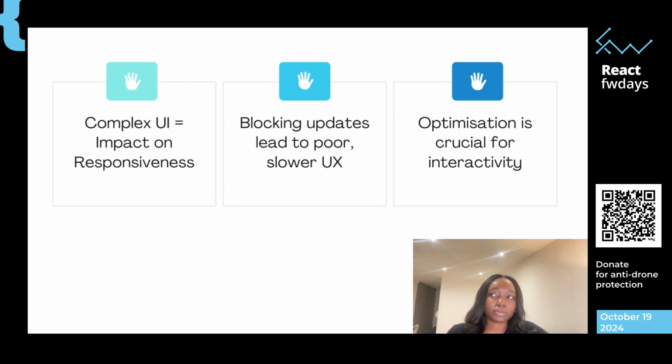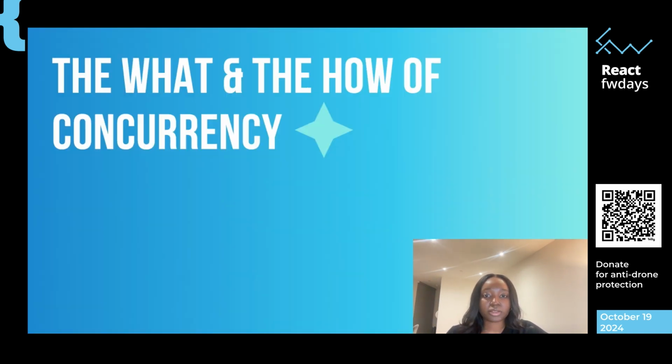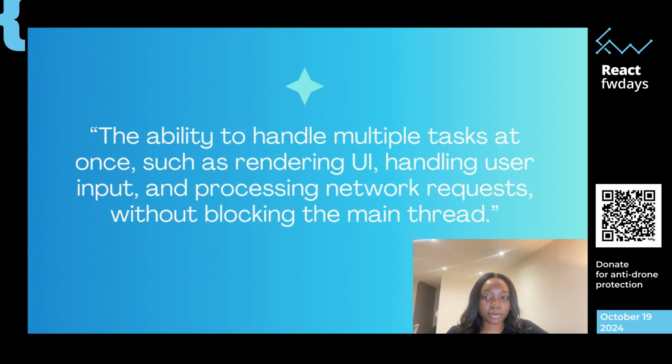This is where React's concurrency comes in. I broke this up into two parts, the what and the how. I'll go through the what first, and then we'll look at the how. Just to define what concurrency is, it's basically the ability to handle multiple tasks at once. For example, rendering the user interface, handling user inputs, and also processing network requests, all at the same time without blocking the main thread.